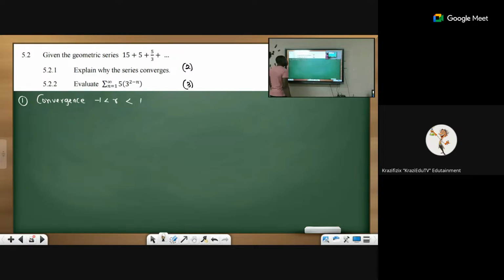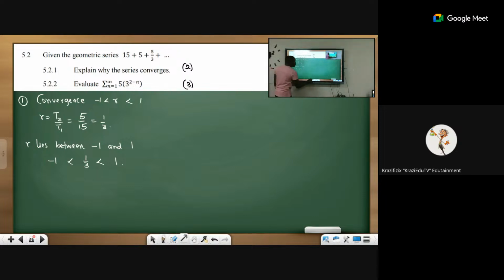So all I need to do is to look for R. What is my R? T2 over T1. 5 over 15. Oh yes, it will converge. Why? Our R lies between -1 and 1. Does that make sense? Because 1 over 3 lies between that. We are done. So make sure you write the rule and write your answer just like that.